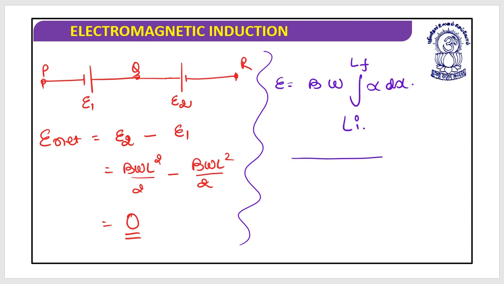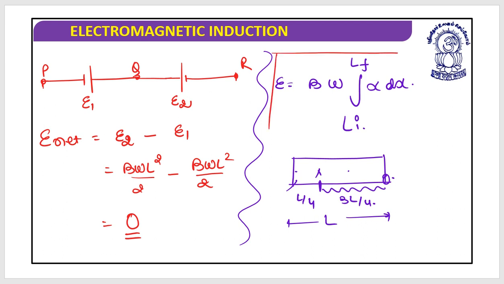Yes, so now this can work for any rod. Let's say it has been hinged here, and let's suppose the total length is L. This is 3L by 4, and this is L by 4. So I can write it as 0 to 3L by 4 and 0 to L by 4. This one as the first, this one as the second, and the rest you can do. I hope this is clear. So this is the master formula that everyone should remember.